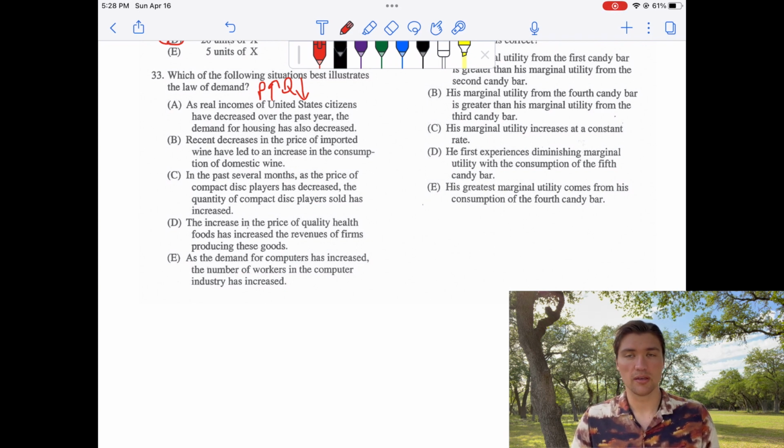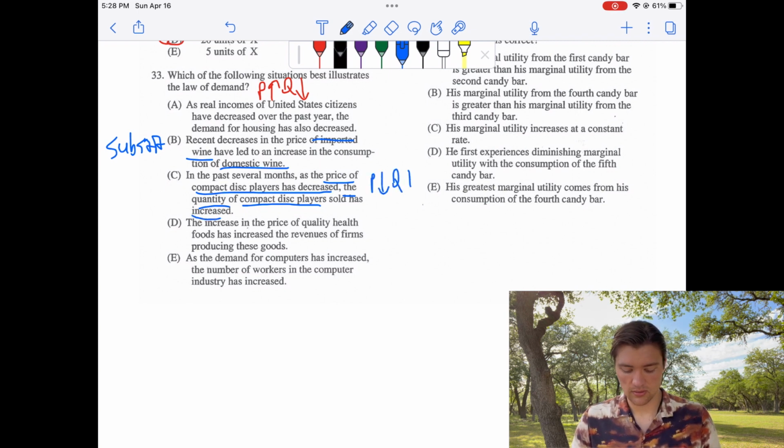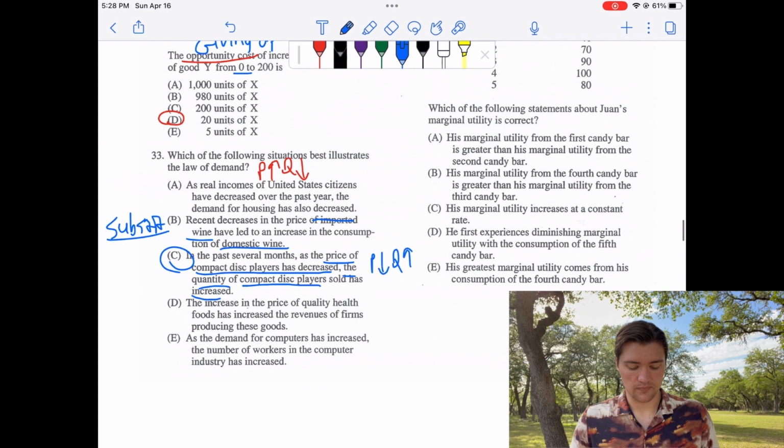Well, that one's confusing, right? Because you're like, oh, price down, quantity up. But look, that's imported wine and domestic wine. That would be substitutes, which is not the law of demand. The law of demand is more like this. In the past several months, as the price of compact discs has decreased, the quantity of compact discs sold has increased. Price goes down, quantity goes up. That is the law of demand because it is the same good. It's not a substitute, it's the same good. Okay? So C is going to be your answer here.